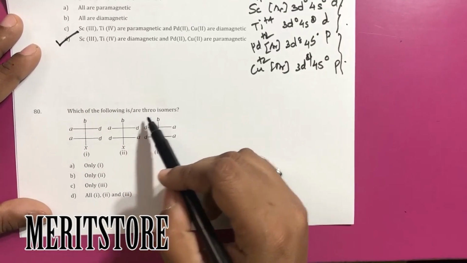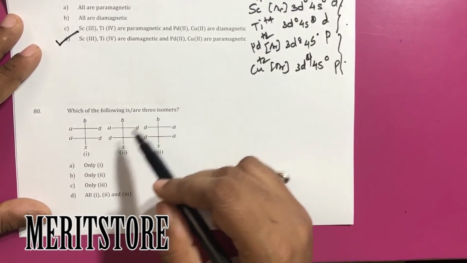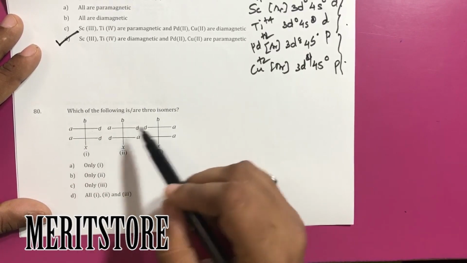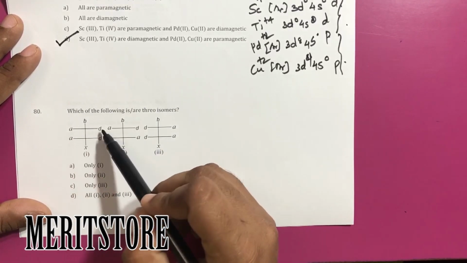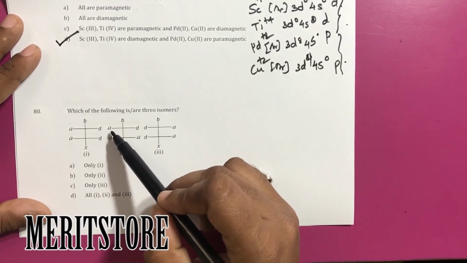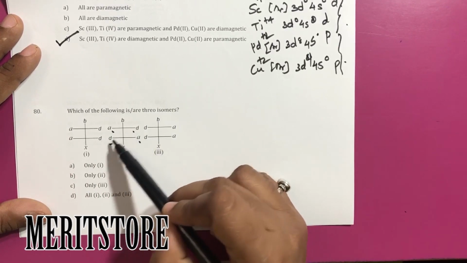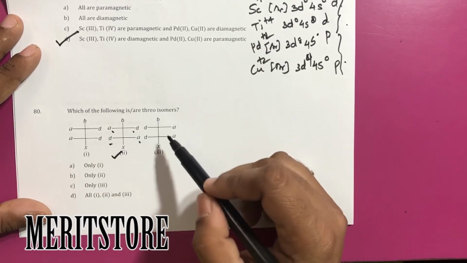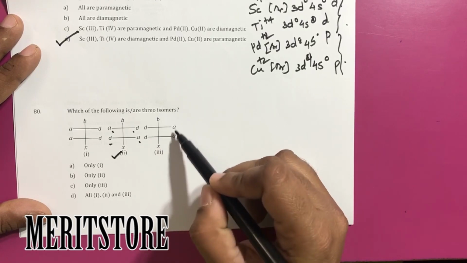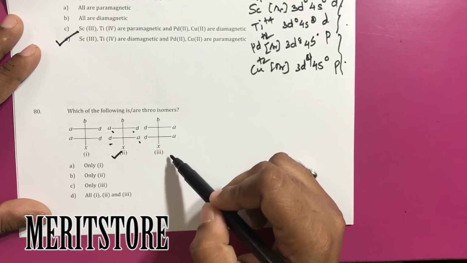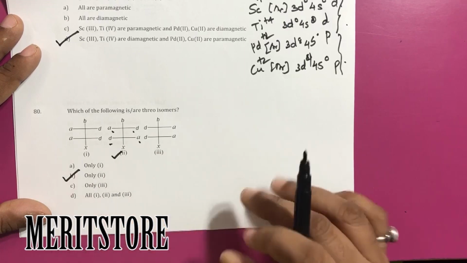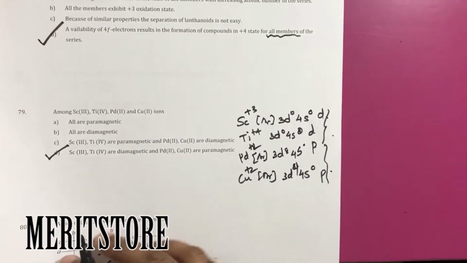Question number 80. Which of the following is the trans isomer? In the trans isomer, two similar groups will be present on the opposite side. Here the two groups are present on the same side. Here the AA and DD, they are on opposite side. So this is a trans isomer. Here also the D and A are on same side. So this is not a trans isomer. So only 2 is a trans isomer. Hence option B.